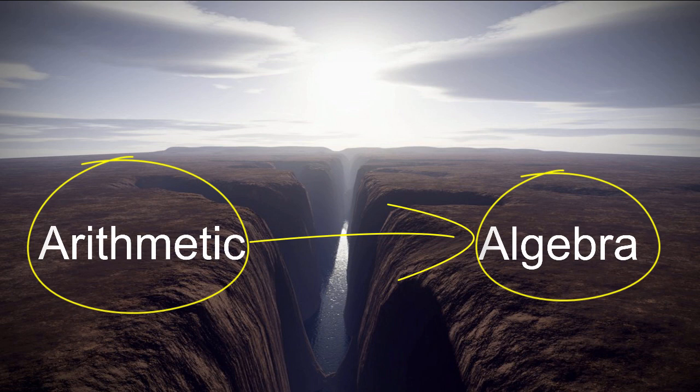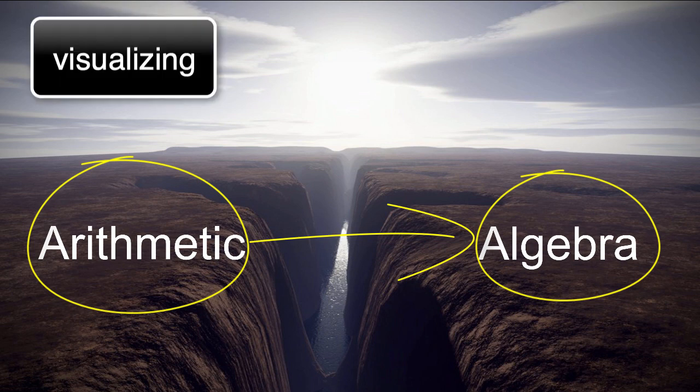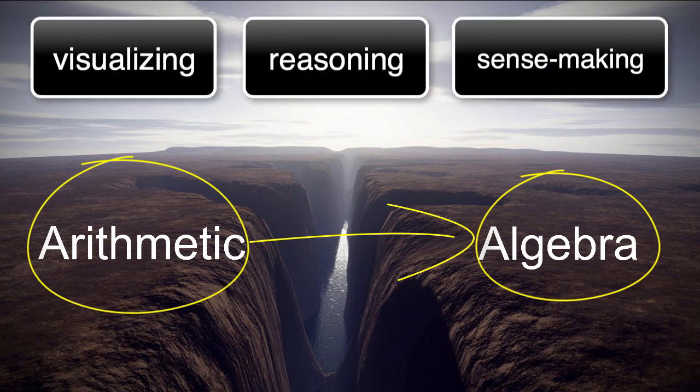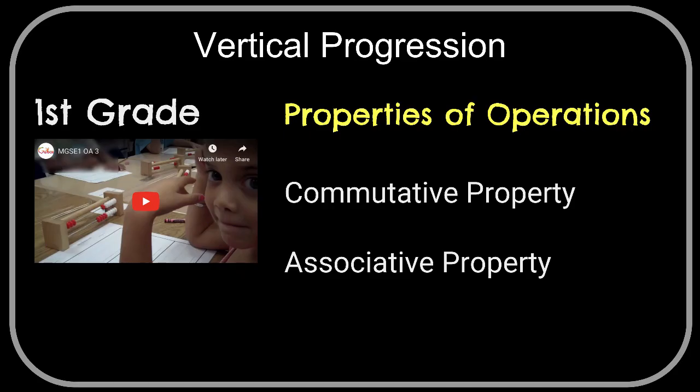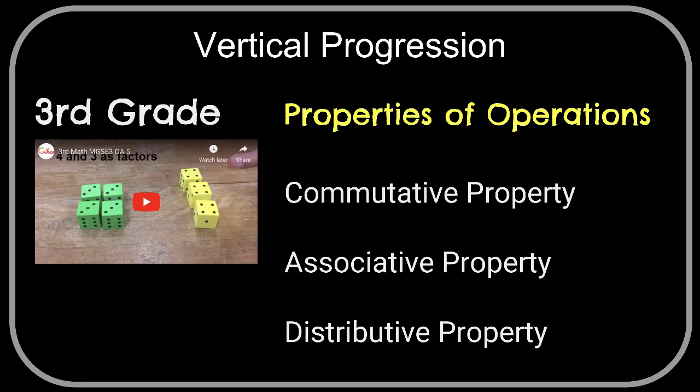So in this video, you'll notice a strong emphasis on visualizing, reasoning, and sense-making strategies to bridge this gap. Speaking of videos, if you're curious to see what kinds of experiences students gained with properties of operations, check out the first grade video on Standard 1 OA3. In grade 1, students applied the commutative and associative properties of addition to add numbers. In grade 3, students applied the commutative, associative, and distributive properties to make sense of multiplication.